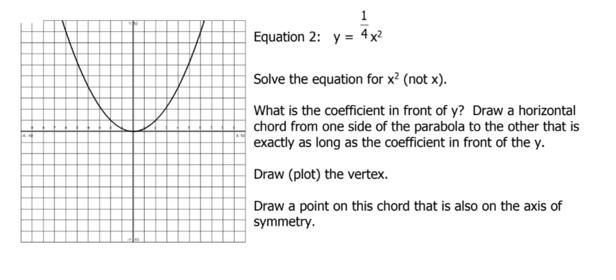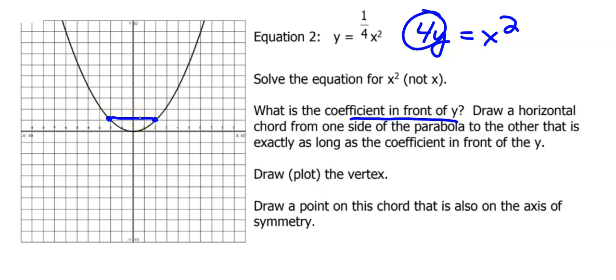Get the x squared term by itself. We're going to multiply both sides by 4, and we get 4y equals x squared. What's the coefficient in front of the y? Well, it's 4. Draw our horizontal chord here, and this chord, remember, needs to start and end on the parabola and needs to be the length of that coefficient.